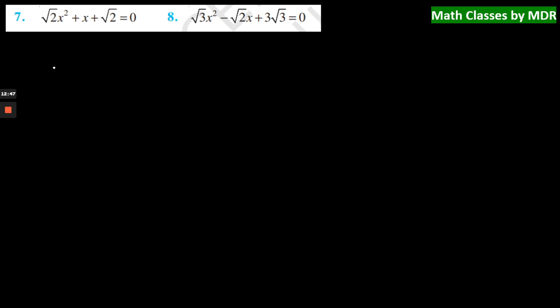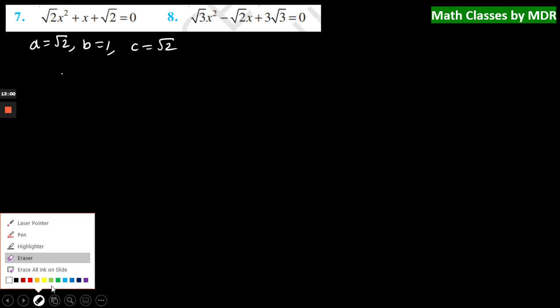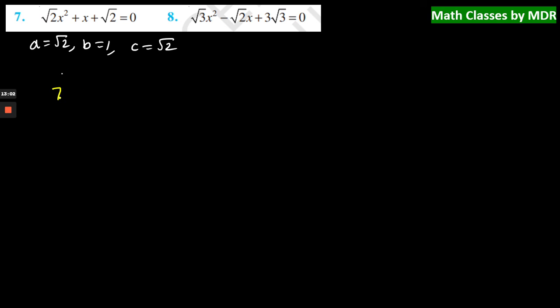Now let's see the seventh one. Let's see what a is here: root 2. B is 1. C is root 2. So now when you are trying to find the discriminant, D is b squared minus 4ac.